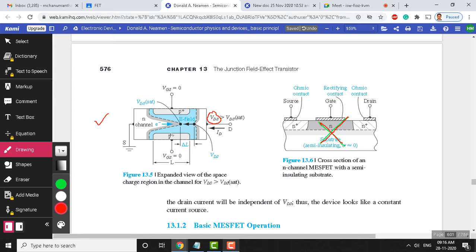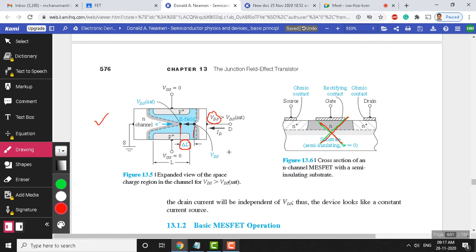Then further you can see there are different notations which we need to indicate here. The region which has been overlapped, that distance we call delta L. So this is the total channel length, capital L. As you keep increasing this VDS, this delta L keeps increasing. For small VDS, delta L keeps decreasing. This distance is delta L. Depending on the VDS we apply, this delta L keeps varying.